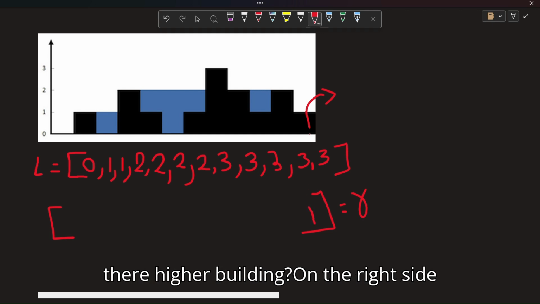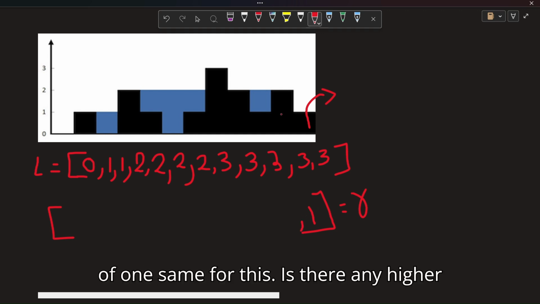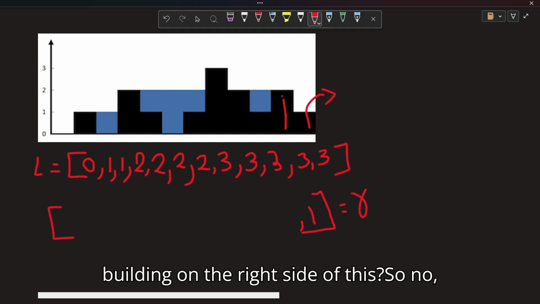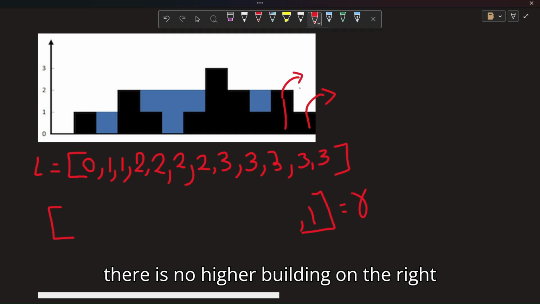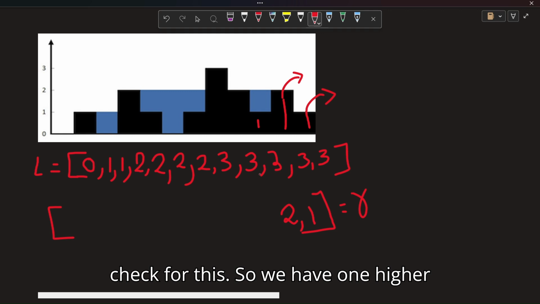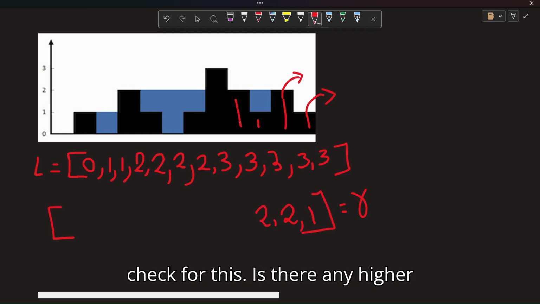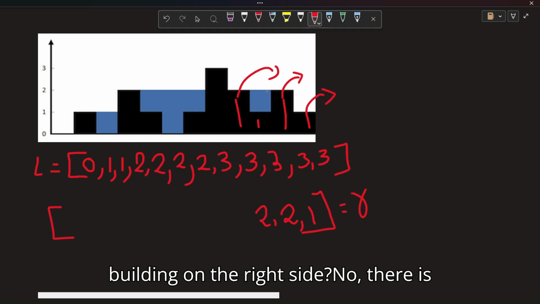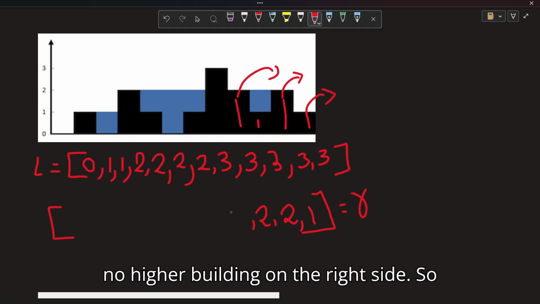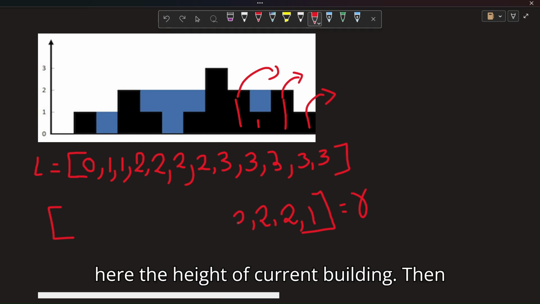Is there a higher building on the right side of this building? No, there is no higher building, so we will store the current height of 1. Same for this: is there any higher building on the right side of this? No, so we will store the height of the current building, which is 2. We will check for this, so we have one higher building of 2 height. And then we will check for this: is there any higher building on the right side? No, so we will store 2 here, the height of the current building.